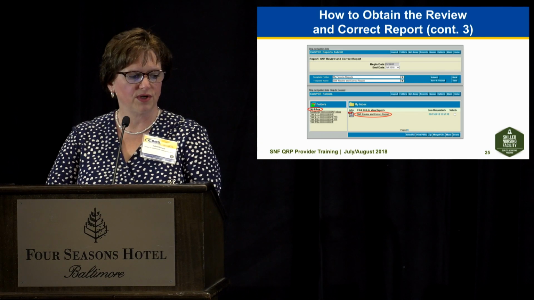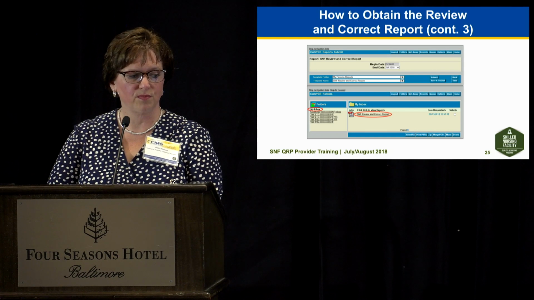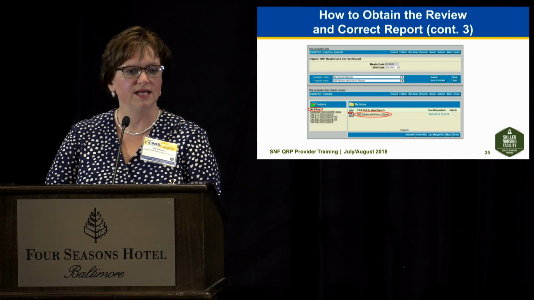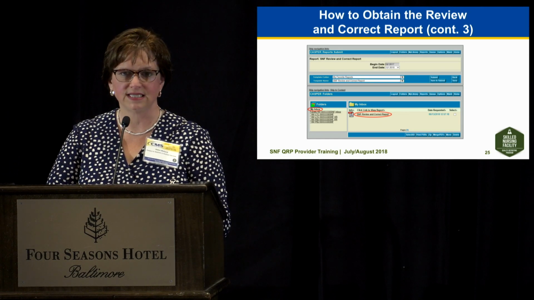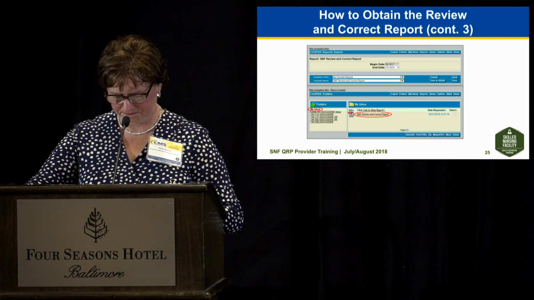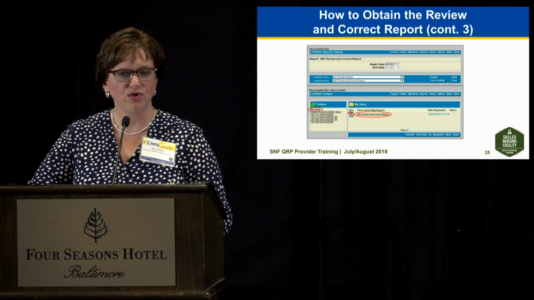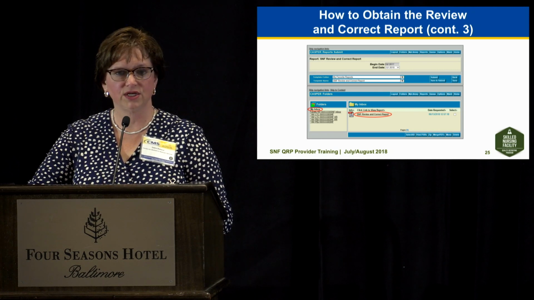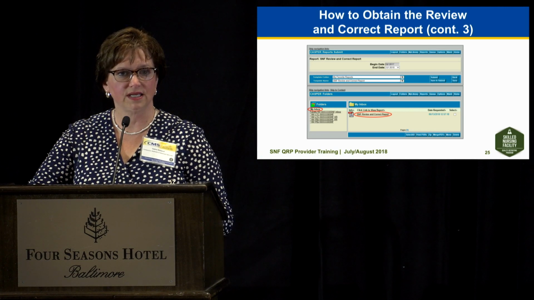To request this review and correct report, all you need to do is select the desired reporting period end date from the drop-down box. Once you select the end date, the CASPER system will automatically display the corresponding begin date for that reporting period. As you can see in the bottom screenshot, we are depicting how you will locate your completed review and correct report. When you are requesting a user-requested report, such as the review and correct report, when the report is finished processing, it will always be available to you in your My Inbox folder.